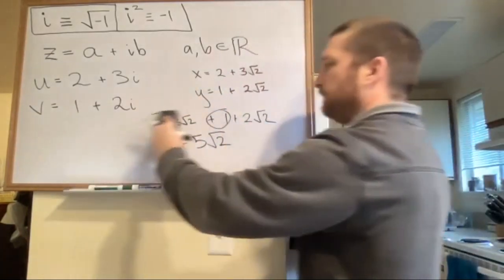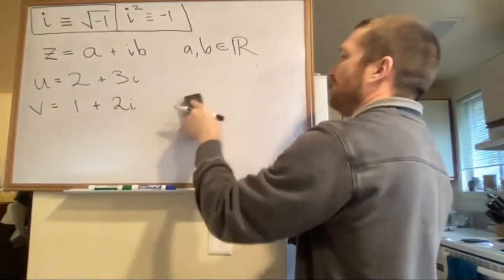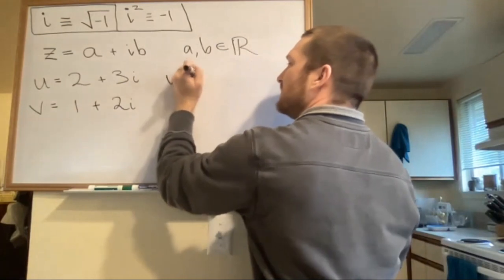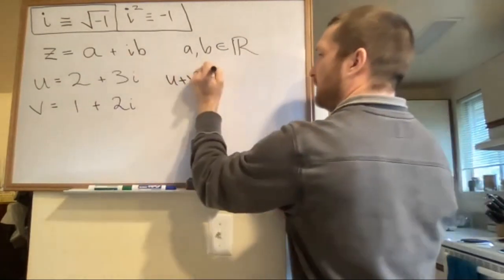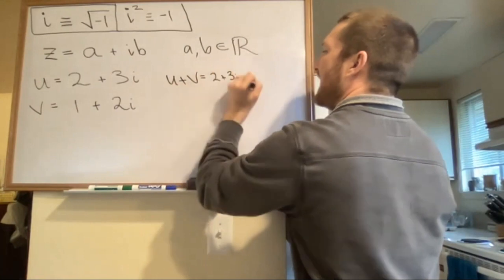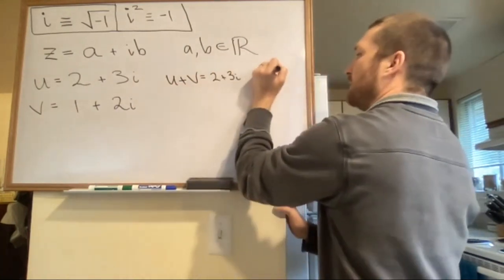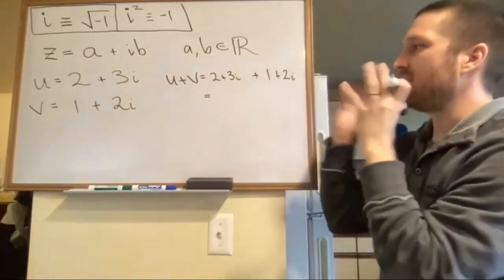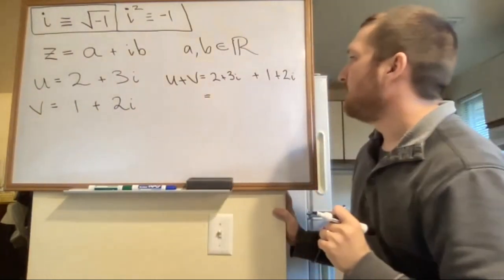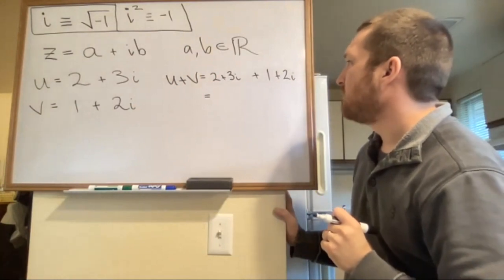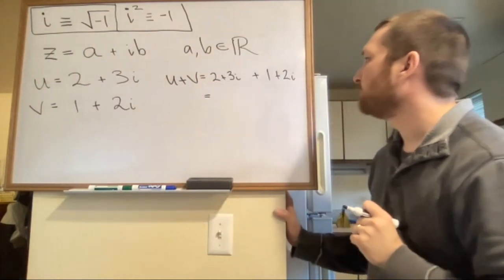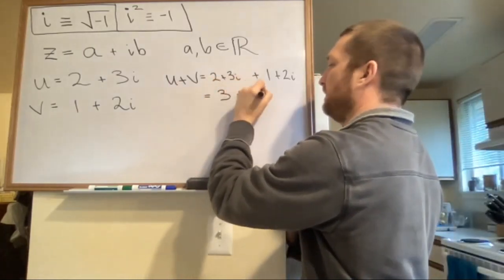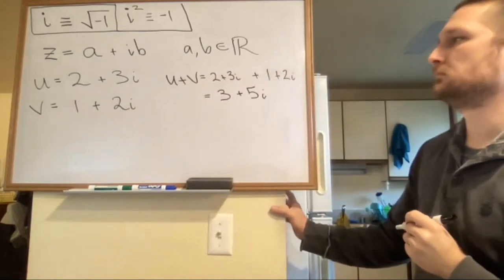So if I wanted to compute u plus v, this would be this complex number, 2 plus 3i, plus this complex number, 1 plus 2i. And how could I rewrite that? Well, you could do 3 plus 5i, right? That's it. It's that simple.